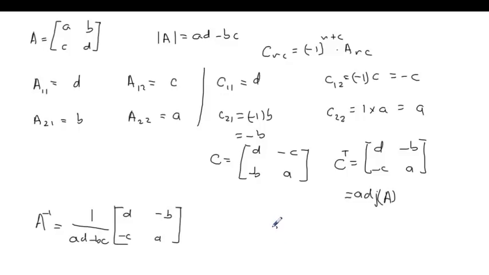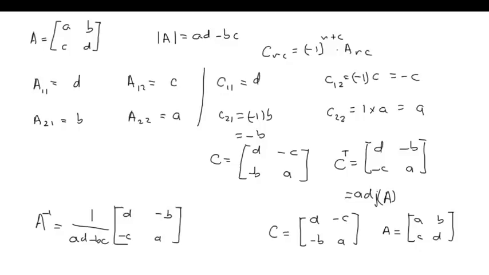We've got your C here being what? Being D, minus C, and what? Minus B and A. And what is your A? Your A is A, B, C, D.